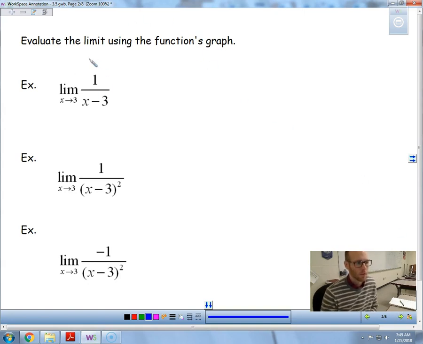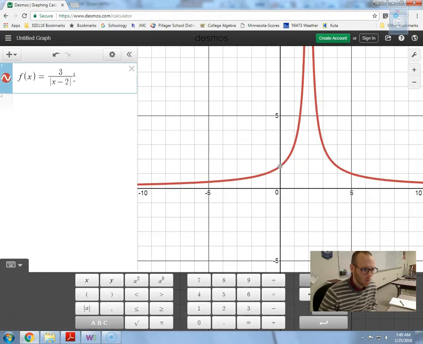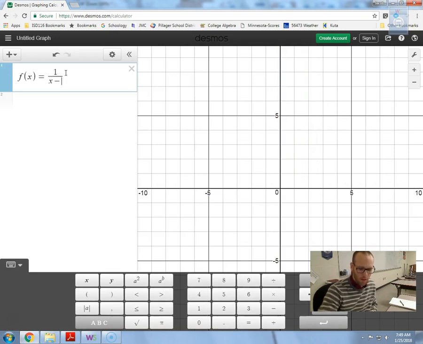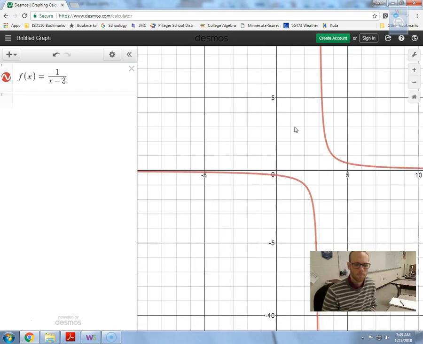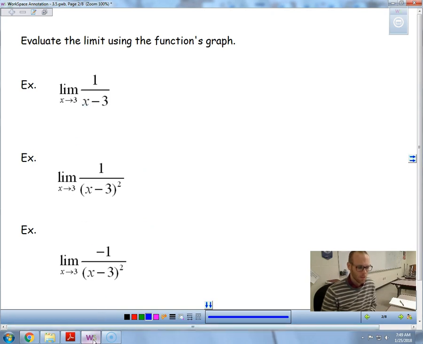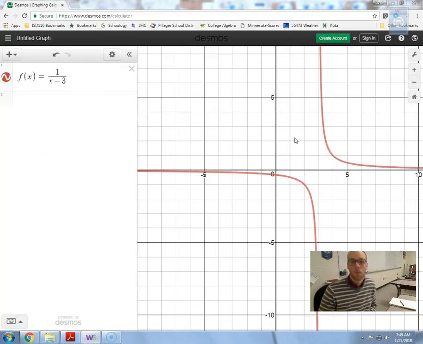All right, so let's evaluate some limits here. We have the function 1 over x minus 3. Okay, what is the limit as x goes to 3? This is a little bit simpler version. We've got 1 over, no absolute value down here, x minus 3 looks like this. Limit as x goes to 3. Well, we've got a vertical asymptote at 3. As we come from the left, we're going to negative infinity. As we come from the right, we're going to infinity. So this limit does not exist. This one's going to negative infinity. This one's going to positive infinity.